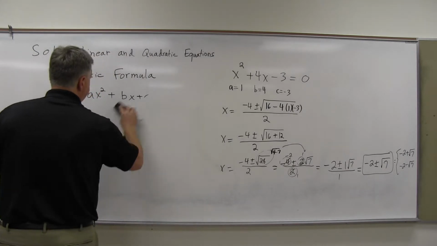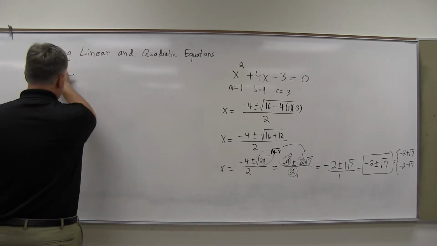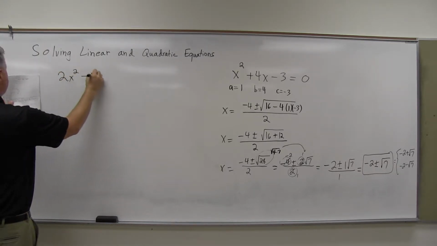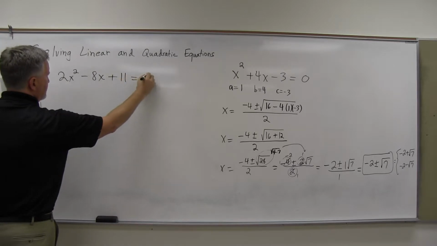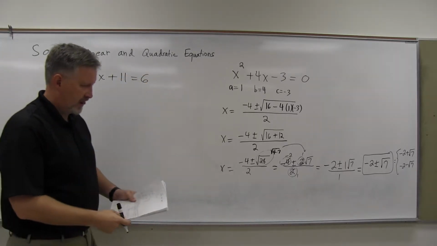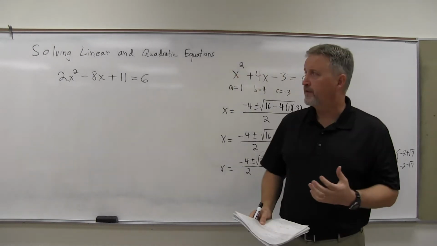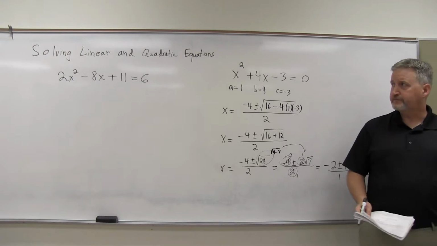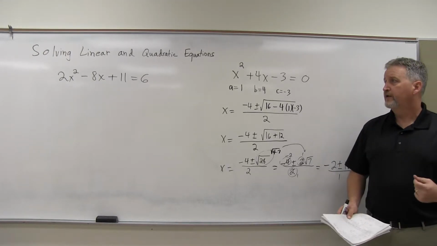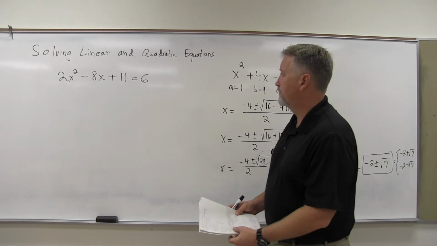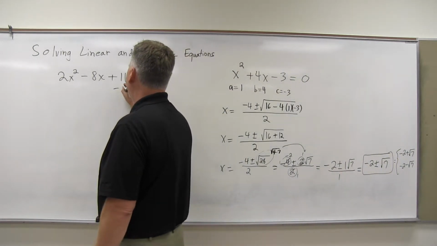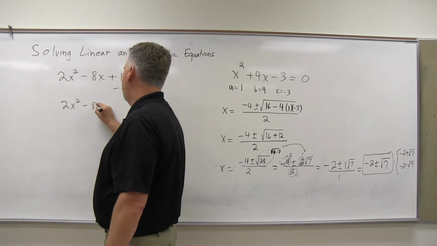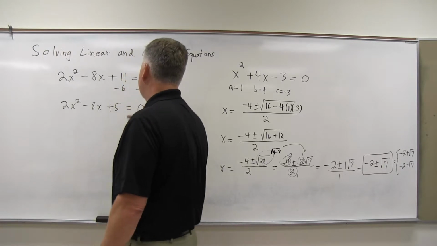Now, let's say we got 2x squared minus 8x plus 11 equals 6. All right, well, once again, we need one side 0 when we're doing the quadratic formula. It looks like maybe it could be either factoring or the quadratic formula, but I believe this one's quadratic formula. So we need one side 0, so you're going to subtract the 6. 2x squared minus 8x plus 5 equals 0.